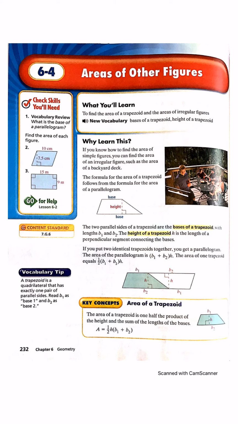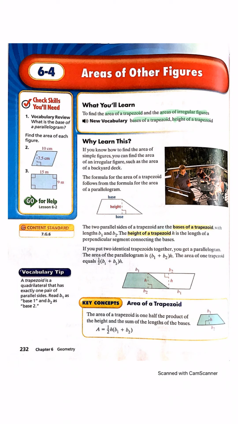Hello class, today we're looking at lesson 6-4, areas of other figures on page 232. What you'll learn today is to find the area of a trapezoid and the area of irregular figures. New vocabulary that you will learn are bases of a trapezoid and the height of a trapezoid. So first, let's just take a look.